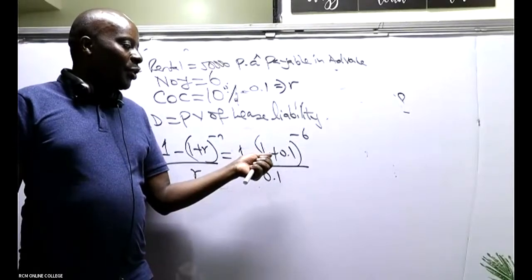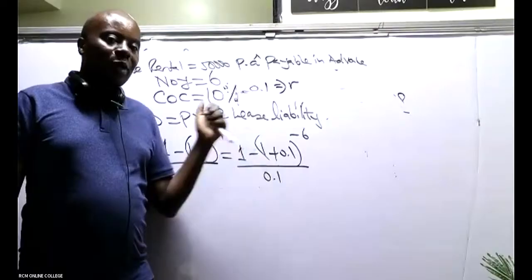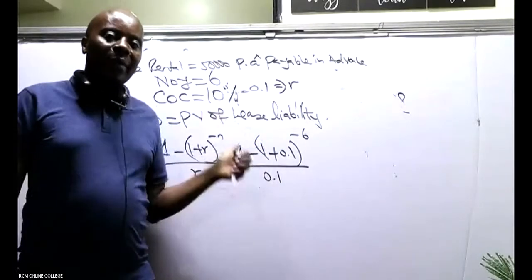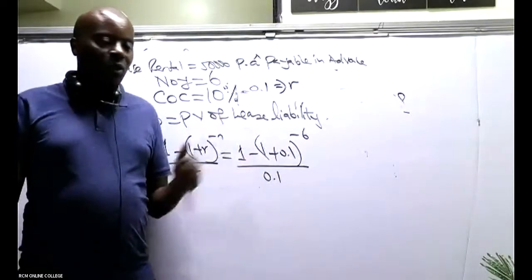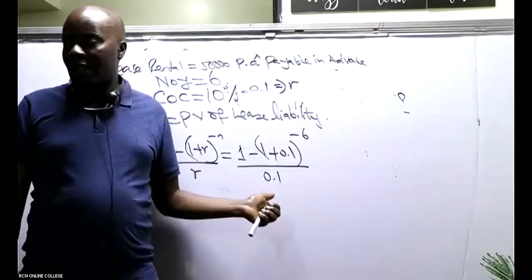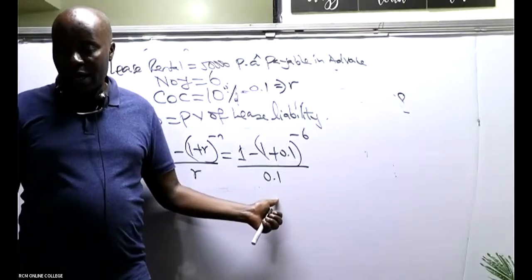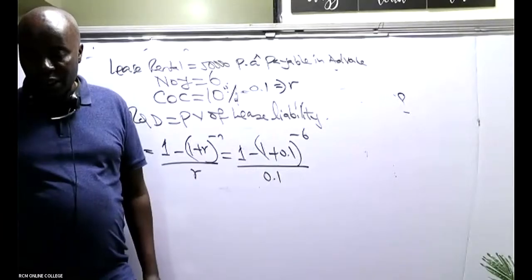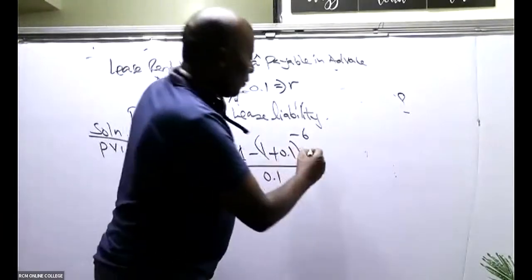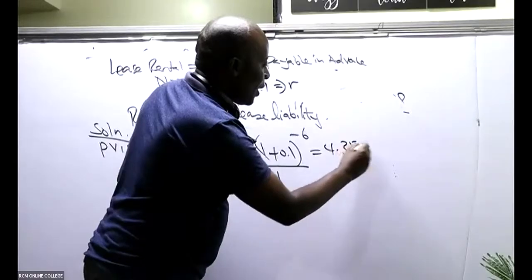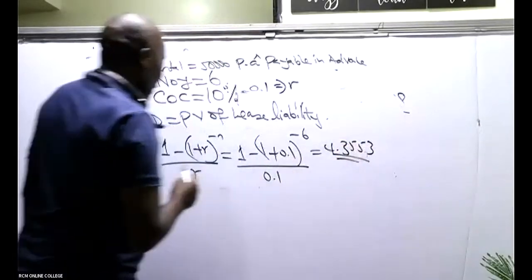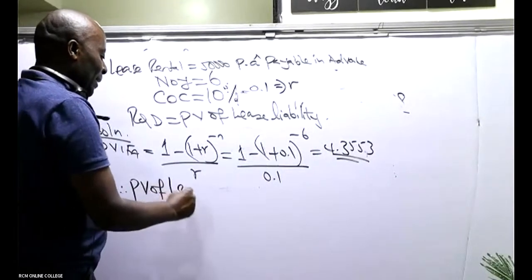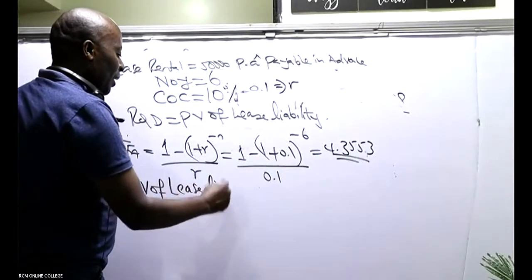All right. So you get 1.1 raised to minus 6. So you raise first, and then you say 1 minus the answer. Then you say equals. After you say equals, you should be able to say divided by what here? 0.1. What are we getting, somebody here? We are getting 4.3553, like that.